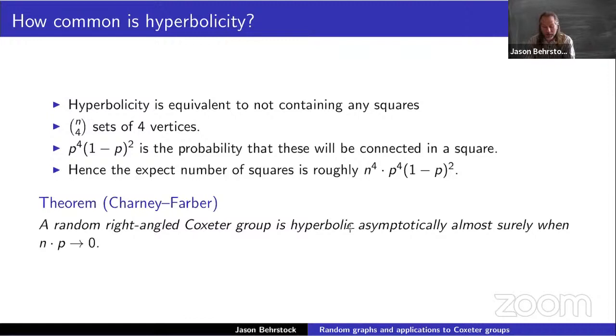So there's this very simple criterion for recognizing when a random right-angled Coxeter group is hyperbolic. If p is less than 1 over n, then you get something hyperbolic. So what happens otherwise? That's what we're left with.